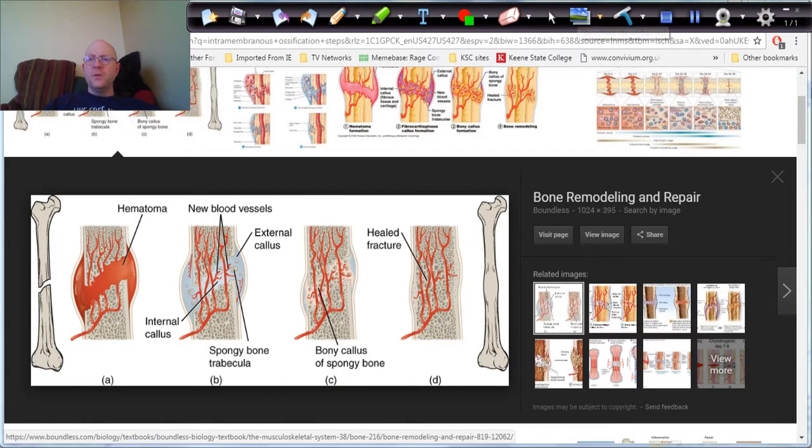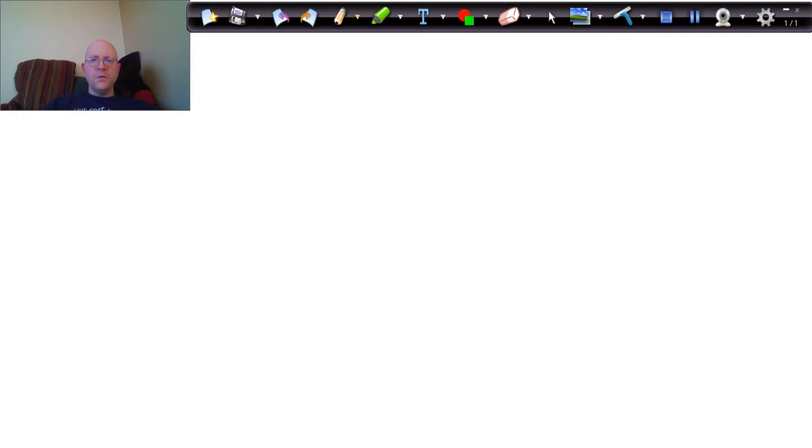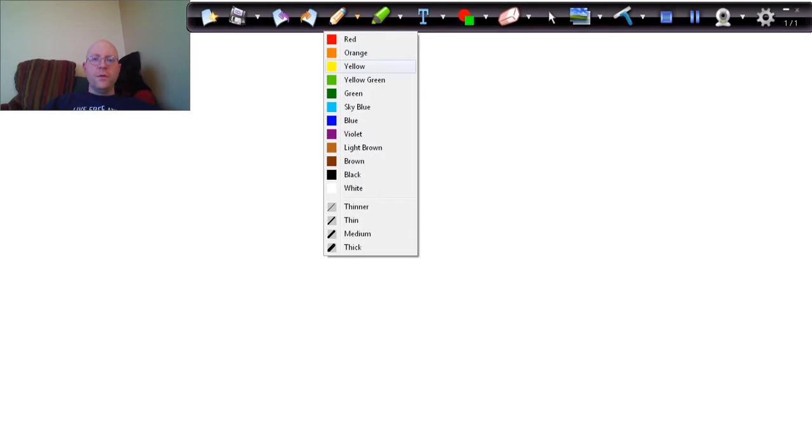Right? So I'm going to clear some space here. I'm going to go like this. You start off with a bone that gets broken. Now, bone is vascular living tissue. So that means that when you break it, one of the first things that's going to happen is it's going to bleed in that area. Right? And so a lot of blood is going to fill that space from the broken blood vessels.